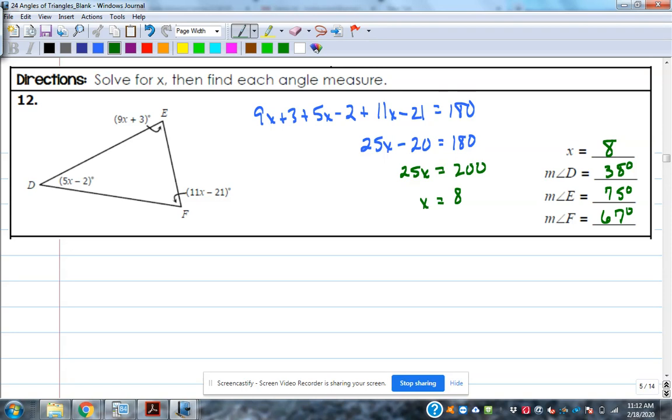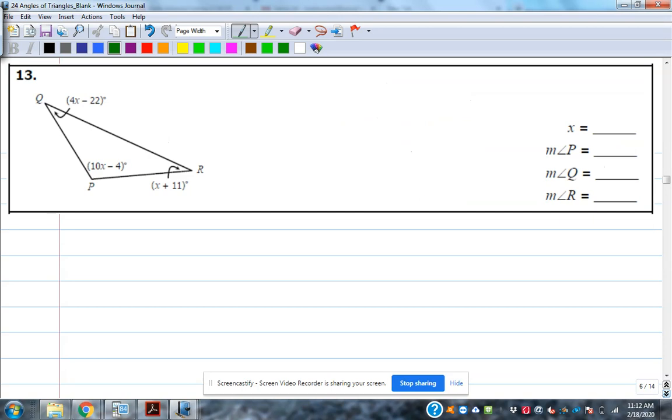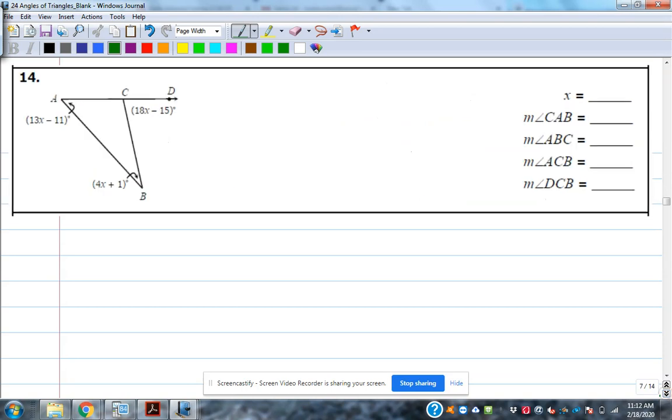Again, how do you check that to make sure it's right? Add all those up. If they don't equal 180, somebody's wrong. All of that. Easy stuff. 13 is the same idea. We're not redoing that. Let's do 14. A little tougher looking picture, right?